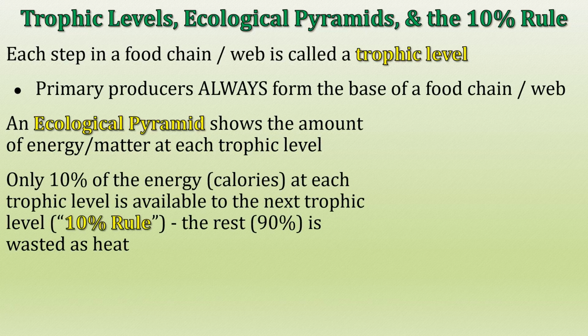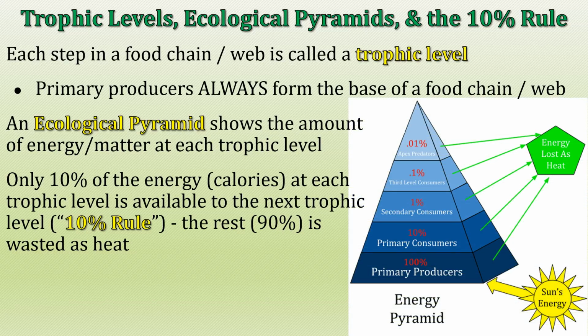Only about 10% of the energy at each trophic level is actually going to be making it to the next one. We call this the 10% rule. The rest is wasted as heat. So here I've got a plant, a primary producer, and let's just say it's got 100,000 calories or something like that. Only 10% of that, like 10,000, is available for the primary consumers, the herbivores. And then the ones that eat that, well, maybe we're down to about 1,000 calories. And then the ones up there, 100 calories, and then we're looking at like 10 calories there.